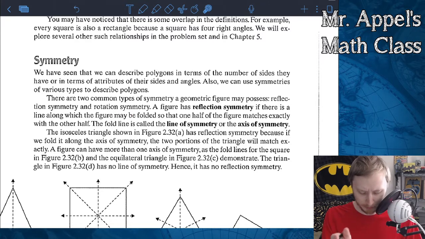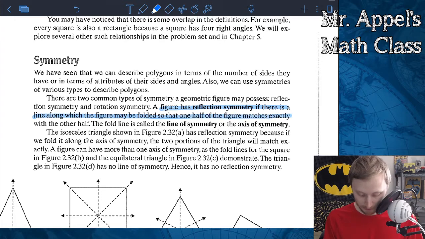Think about that for a moment before reading ahead. Reflection symmetry versus rotation symmetry. What do you think it's going to require? A figure has reflection symmetry if there is a line along which the figure may be folded so that one half of the figure matches exactly with the other half. Okay?